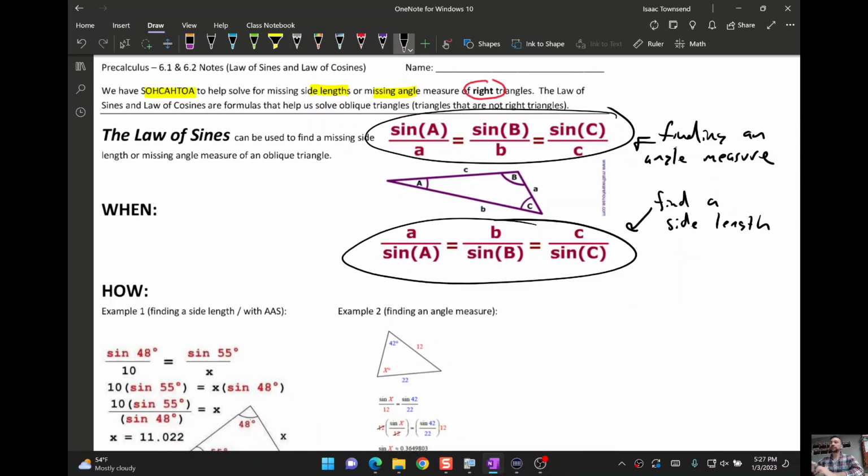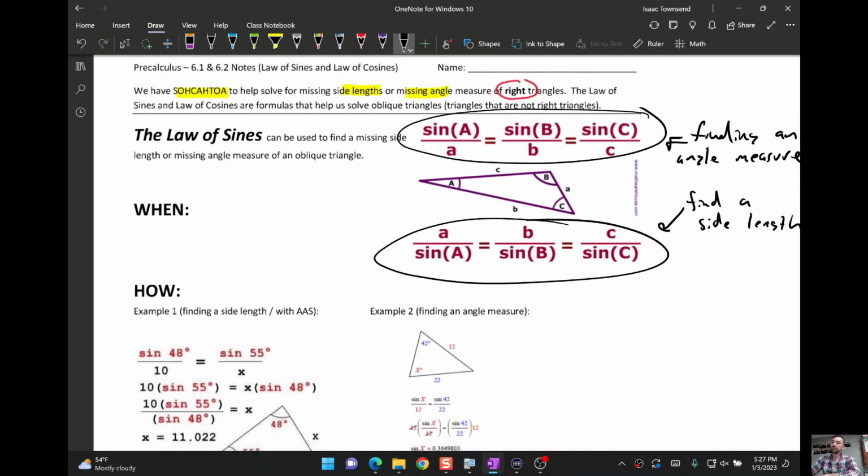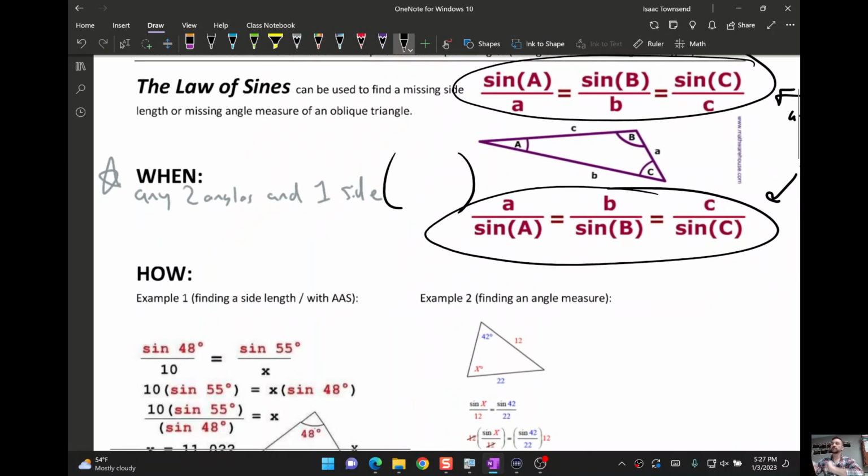So when can you use law of sines? You don't have to memorize this, but you do need to memorize that. You can use law of sines if you have any two angles and one side length, and we will ask you that. Sometimes we refer to this as angle, angle, side, or angle, side, angle. Both of those have two angles and a side.